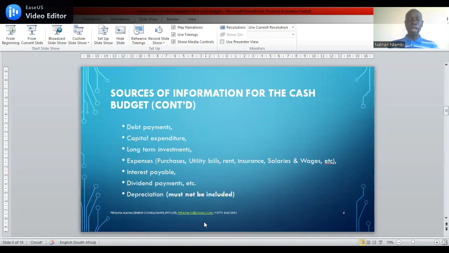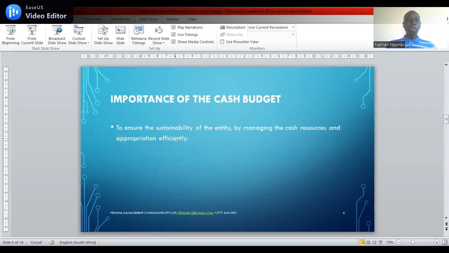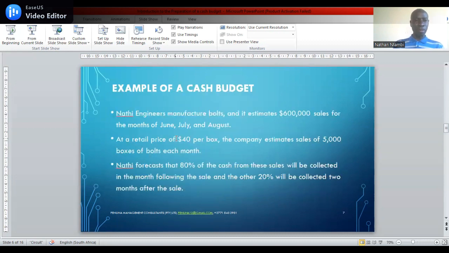Depreciation must not be included because it's a non-cash item. Please note that. The importance of the cash budget is mainly to ensure the sustainability of the entity by managing cash resources and appropriation efficiently. Let's look at one example of a cash budget.